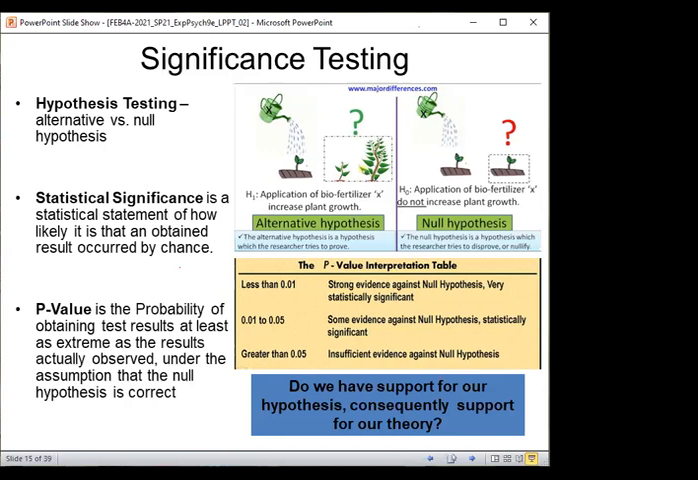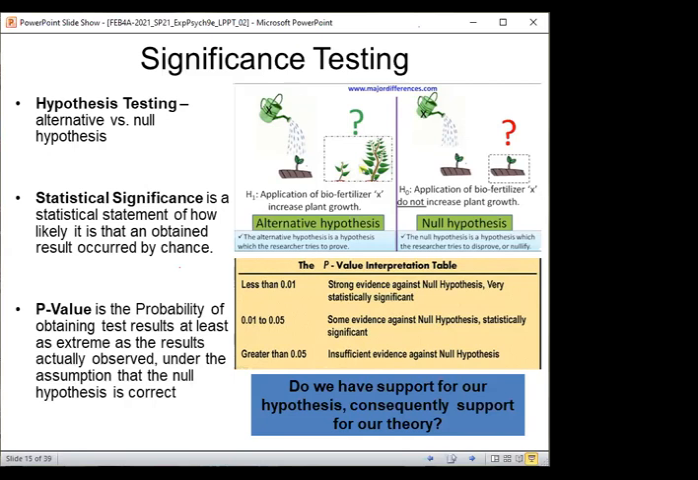I'll be honest with you. If you design a study in which your null hypothesis could not be proven wrong, no matter what you did, it would never get published, and people would easily see that this research is phony, it's fictitious. Forget about it, because you have to be able to design a study so that you have a good chance of being proven wrong. So statistical significance is a statistical statement of how likely it is that an obtained result occurred by chance.